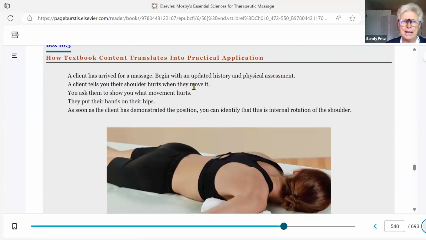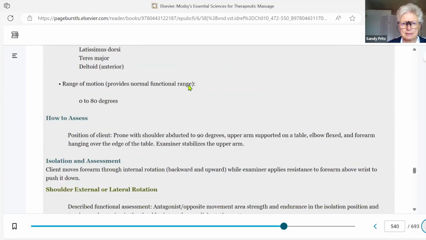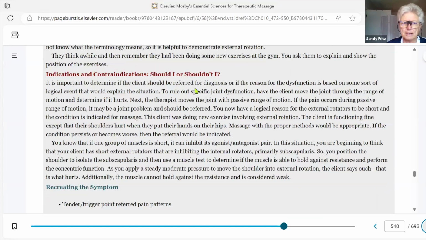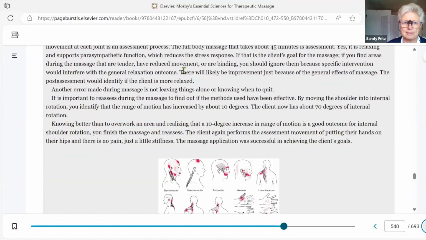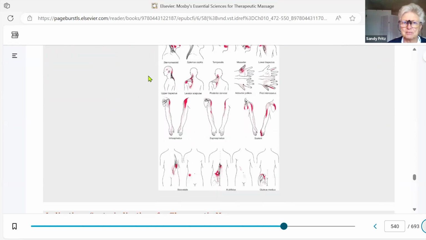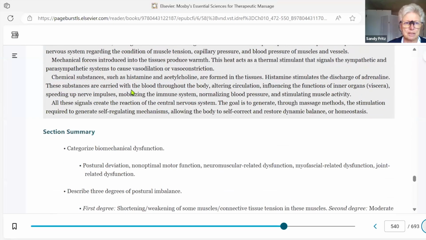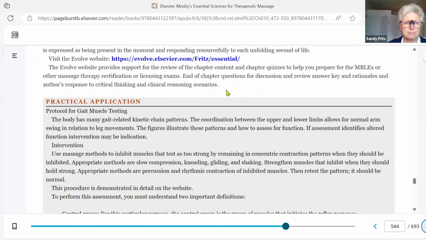Okay, what I had just been telling you, how the textbook content translates into practical application, that's what this box is. So pay attention to this box, because it'll take you all the way through how this information coalesces to be used in a massage therapy application. Then we have our indications and contraindications. So here's your section summary, the summary of the chapter. And we've got a couple of other assessments here.